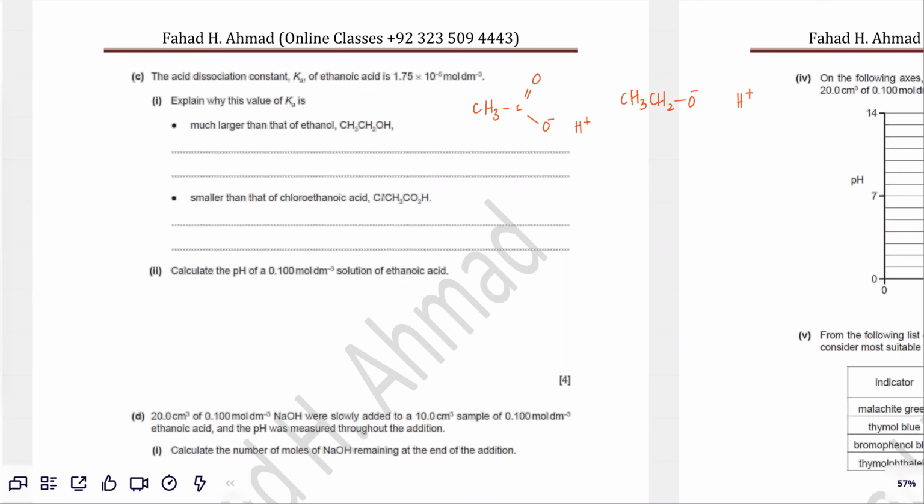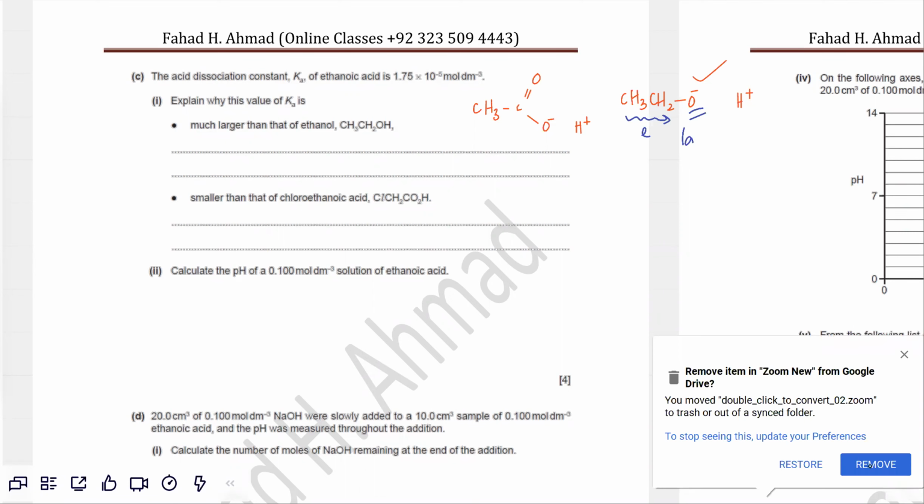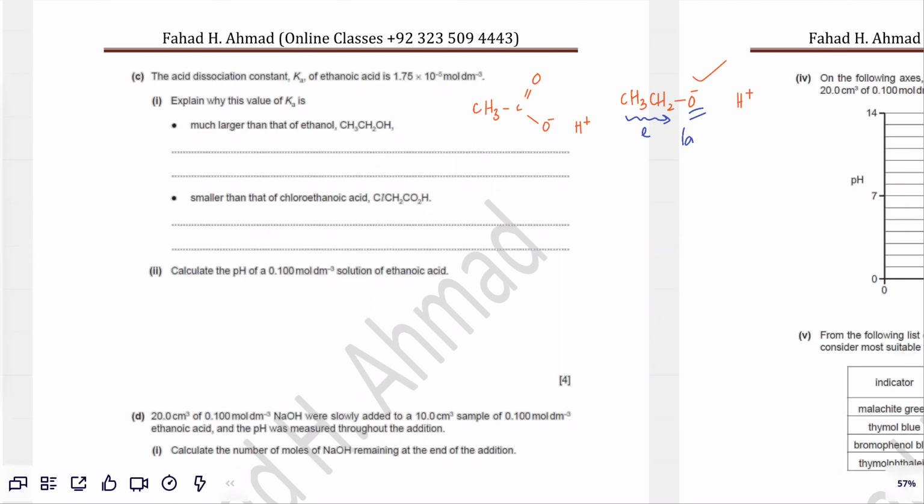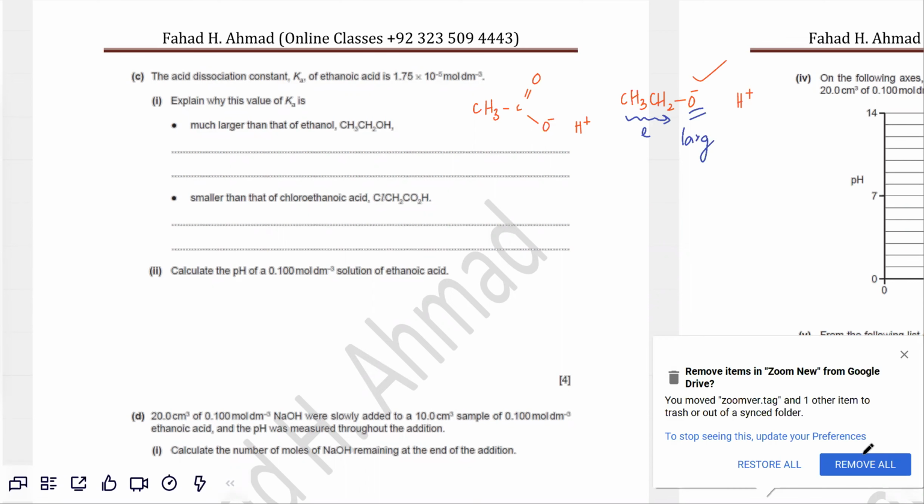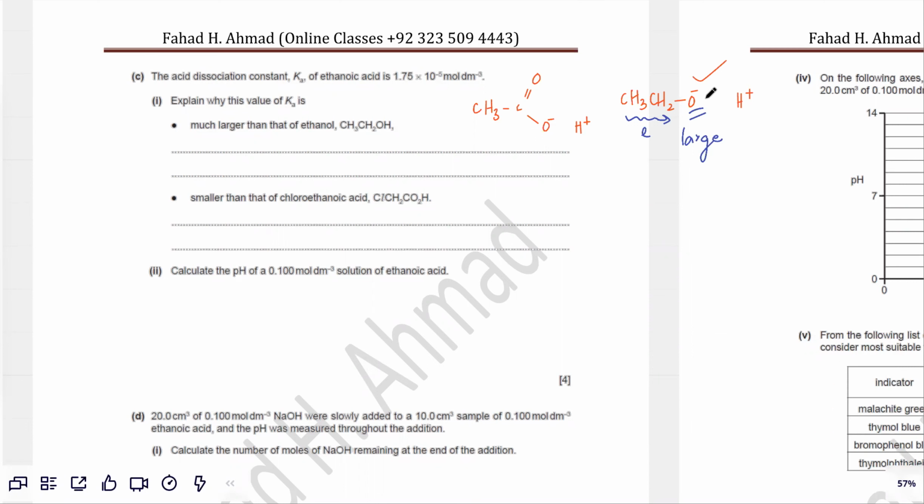Which one is a weaker acid? We already know that this one is a weaker acid, so it doesn't like to dissociate. Why doesn't it dissociate? Because it's got a carbon chain which has an electron donating effect. So the negative charge over here is going to become large because of that. So this is what you're going to mention. And if it becomes larger, it would attract the H plus 1 back again. It will not allow the H plus 1 to be produced. Is this clear?